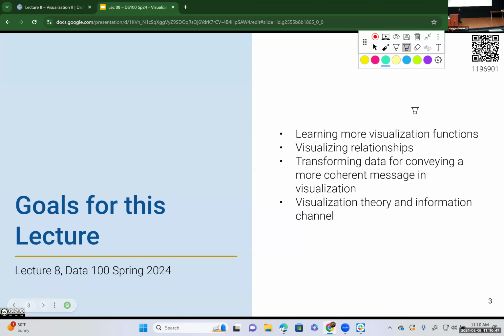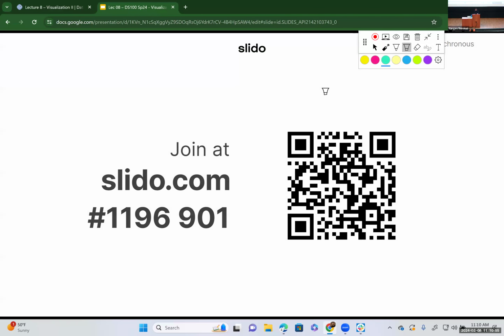Oops, what happened here? Oh, this whole thing was blank the whole time. Okay, go ahead and get logged in. And you know the deal. And there's also all of these QR codes in each one of those slides. So scan it, get ready to go.